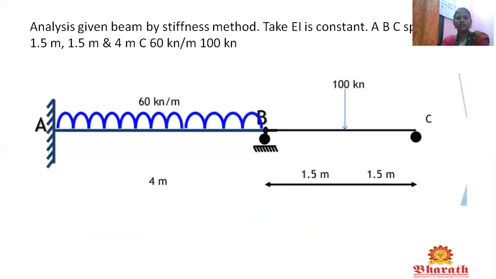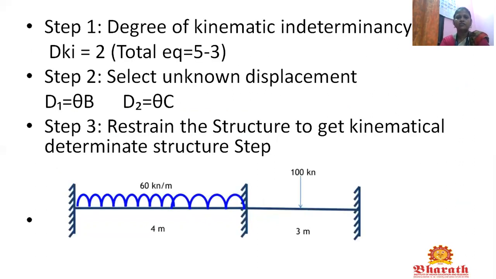Going to the question, we have to take two unknowns. We are going to consider B and C. We can take A and B also. According to our problem, here I am selecting the unknown displacement D1, displacement 1, as theta B. Next, displacement 2 I am taking as theta C. That is the second step. Now coming to the third step. Third step is restrain the structure to get a kinematically determinate structure.